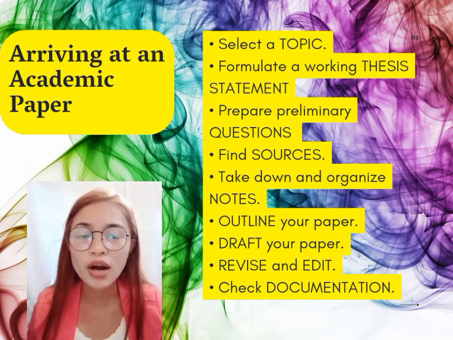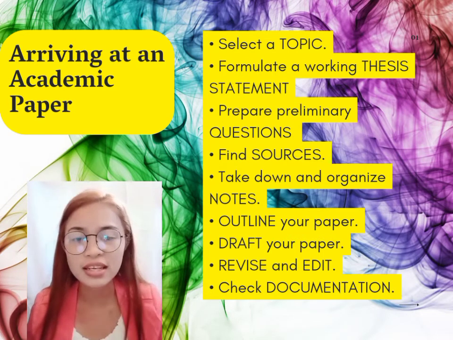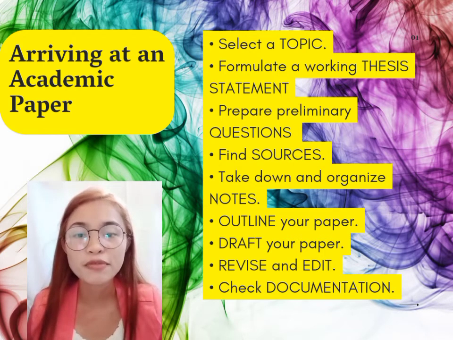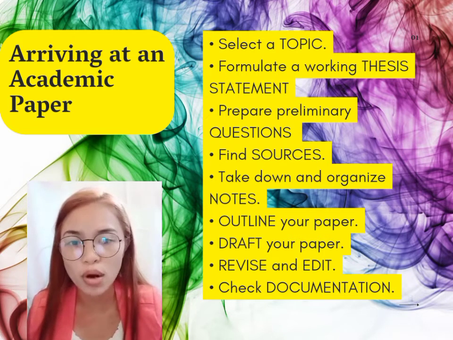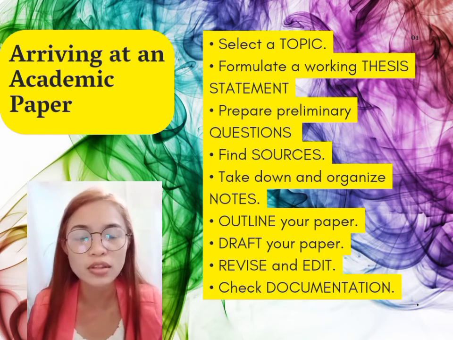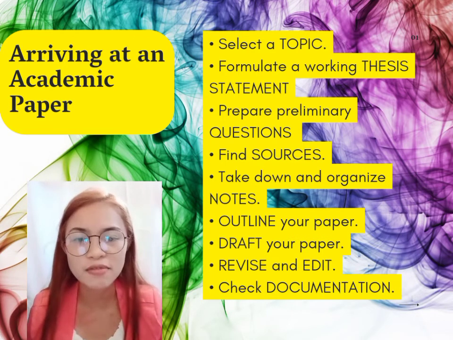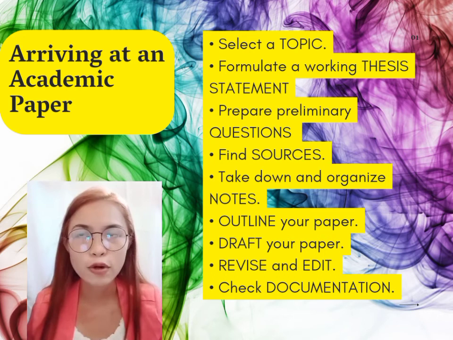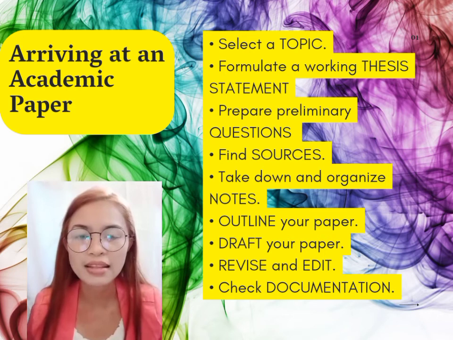Okay, so we are now arriving at an academic paper. For you to arrive at an academic paper, there are several guidelines that you should know. First, you should select a topic. Selecting a topic is the main and the first step of these guidelines. Maybe you are given a lot of different topics, so you should only choose one, and that will be your general topic, and you only have to focus on it. Selecting a topic is very important because it determines the rest of the paper, and it also gives direction to what to put into your academic paper.